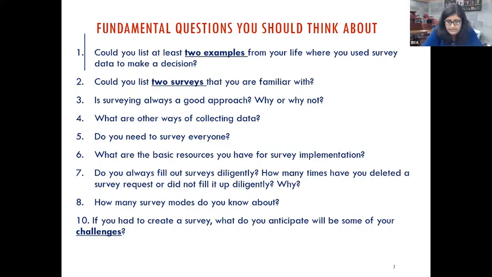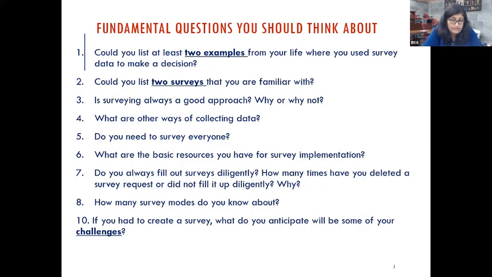Exactly. The census will survey everyone in a population, but that's not possible every time because there are certain limitations. There are restrictions on time and money and energy and human power, which is why it's not possible to survey everyone. Okay. Now, you also need to think about if surveying is always a good approach.